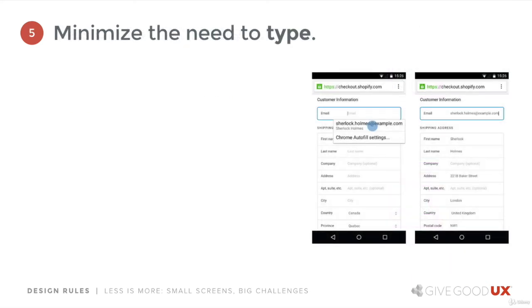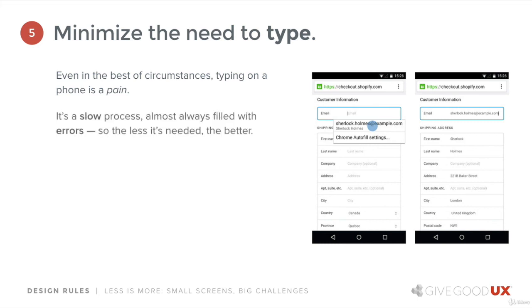Minimize the need to type. Even in the best of circumstances, typing on a phone is a pain, right? And quite frankly, even on a larger screen, even on a tablet, it's still a pain. Because of the position of your hands, because you have to hold the device and use it at the same time in most cases. It's not like we're on a laptop where the laptop's on a surface and you don't have to hold its weight while you type. All right, so this is difficult, period. It's a slow process that's almost always filled with errors, so the less it's needed, the better.